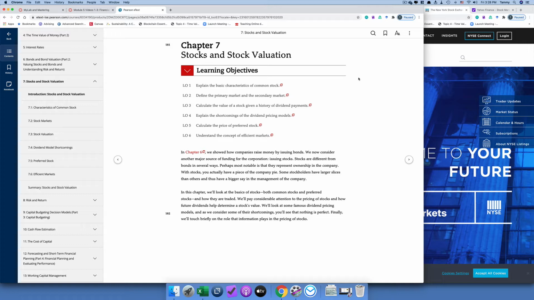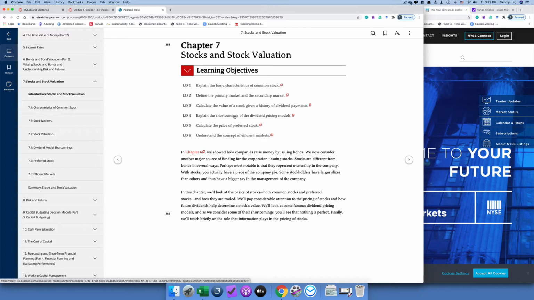This chapter in your book goes through some of the basics of stocks, and it tries to do stock valuation analogously to the way that we did bond valuation in the prior chapter. They tell you how to price stocks using a couple of varieties of a dividend pricing model, and then they say, but the model's no good. So we're actually not going to pay attention to the dividend pricing model.